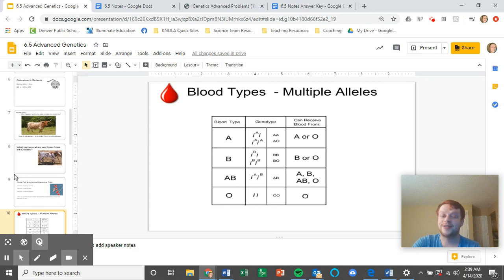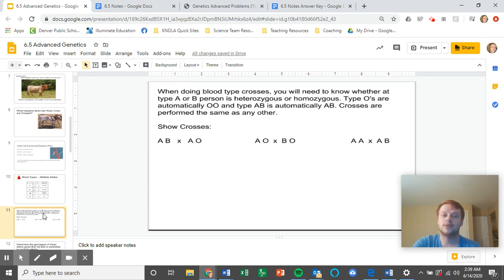So knowing all of that, let's go ahead and do a practice problem. When we're crossing blood type, the thing that you need to keep in mind, you have to know whether the type A or B person is heterozygous or homozygous. So that means we have to know whether they have 2 capital A's or capital A and an O or lowercase i, depending on how you're noting it.